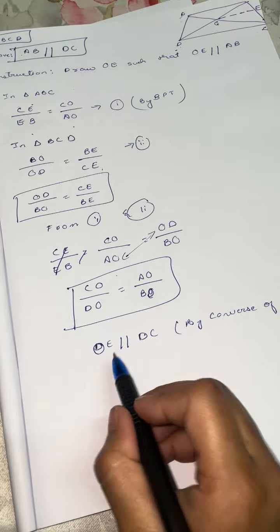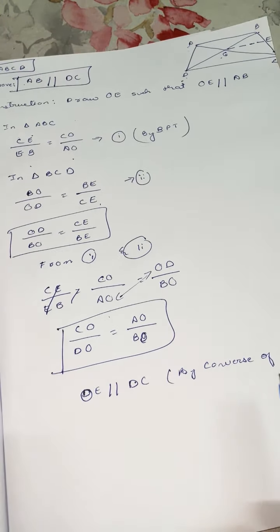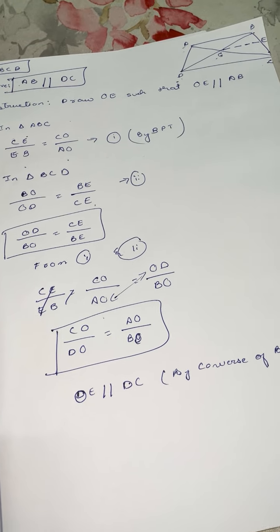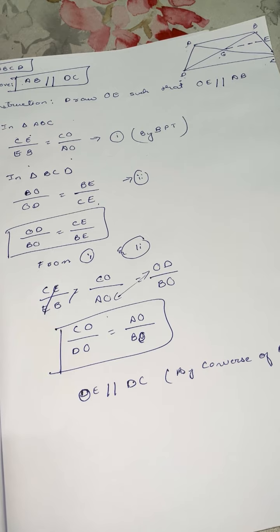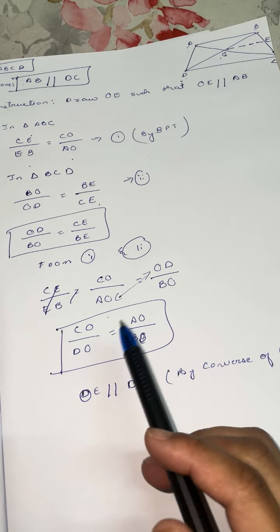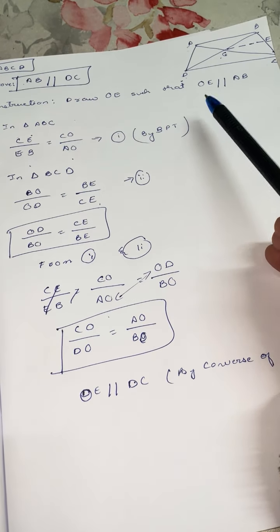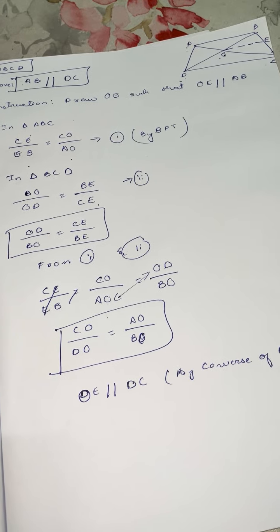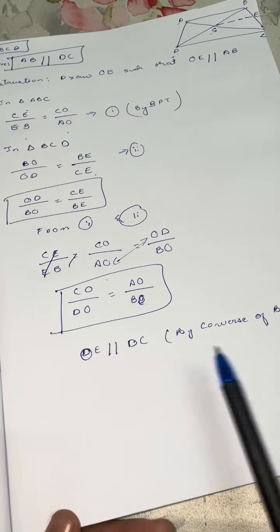OE and OE DC. Obviously I can say that. In simple terms, can I say AB is parallel to DC? I don't need that. I don't need OE parallel to DC or OE parallel to AB. Do I need that? OE AB and OC DC.